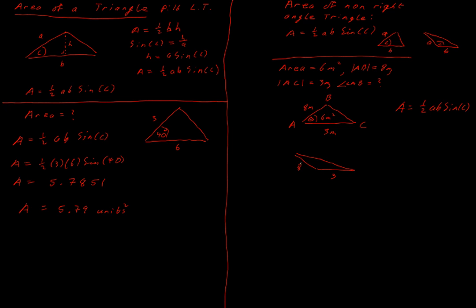Three, 8, A, B, C. I would have had 6 meters squared here, and I could have had my angle theta there. Both of those would have ended up with the same perpendicular height, so both of them would have had our area of 6 meters squared. So I need to find both versions of CAB.